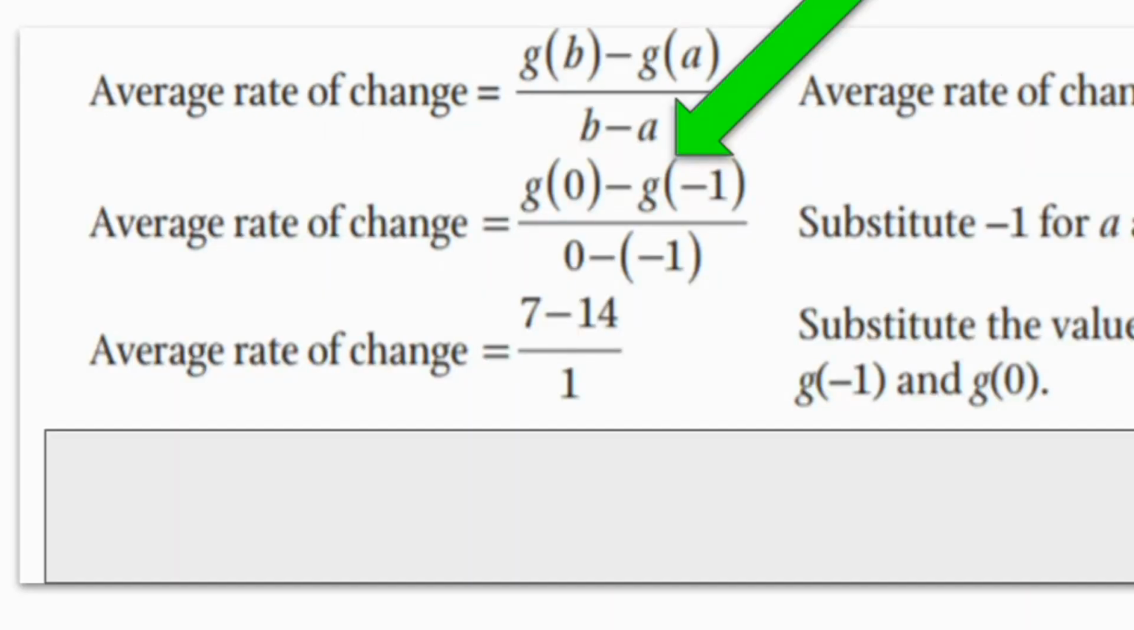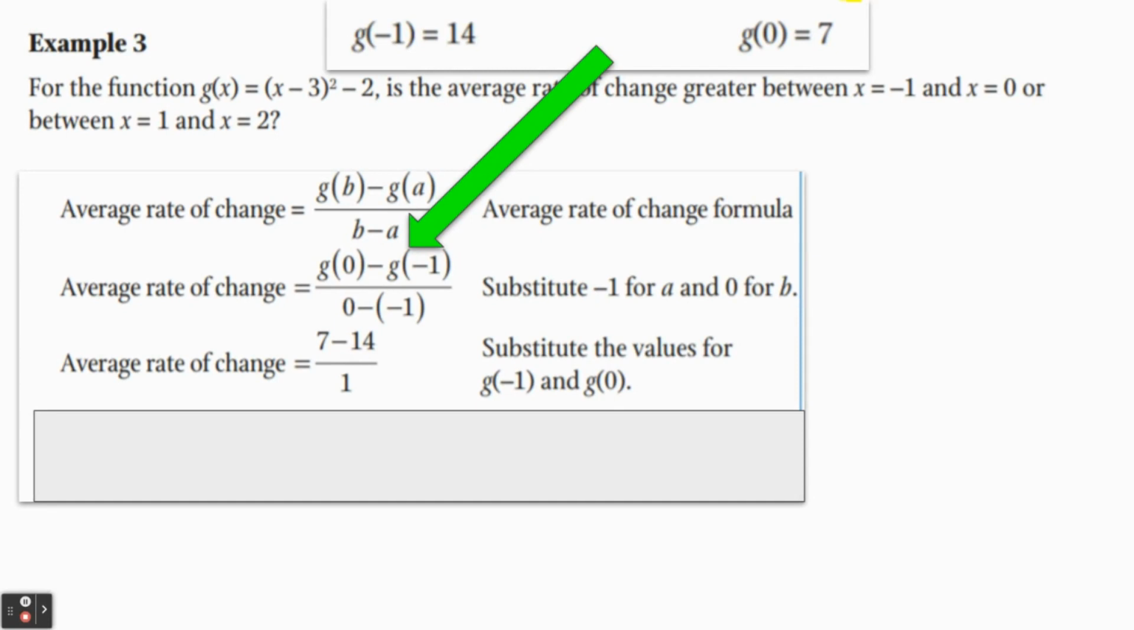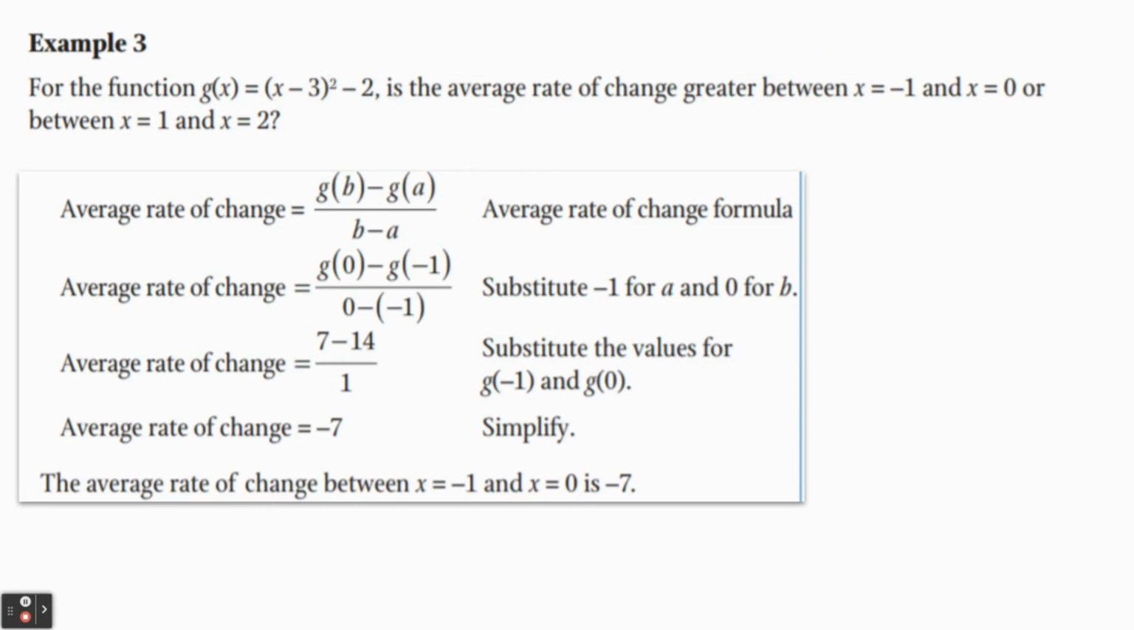Now we can do the rate of change in between those two. So we're really looking at 7 minus 14 in the numerator, and then from negative 1 to 0, it's really an increase of 1. So we get 7 minus 14 over 1, which is negative 7. So on average, the y values in this domain are decreasing by 7 per 1 unit of x.